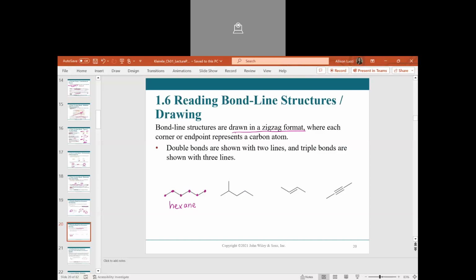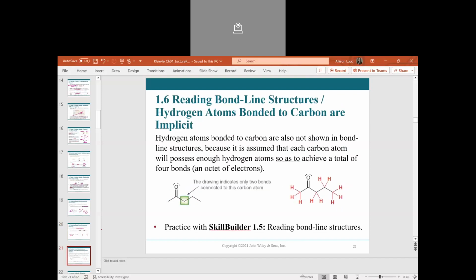And then we have some other structures here, but again, every corner, every dot at the end that I'm placing here is a carbon atom, but we do show those double and triple bonds for our alkenes and alkynes. So we show 2 lines for double bonds and 3 lines for triple bonds. As I mentioned previously, these hydrogen atoms that are bonded to carbon are implied, they're implicit.